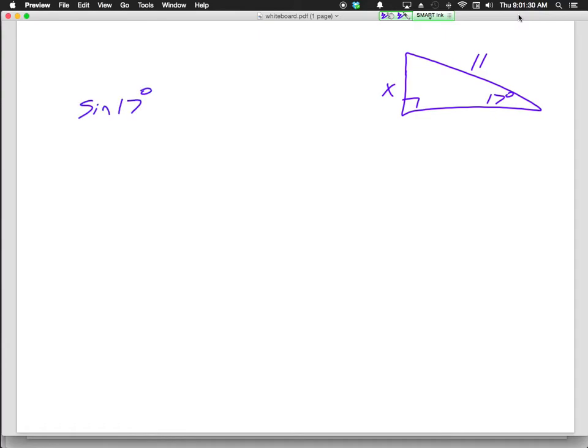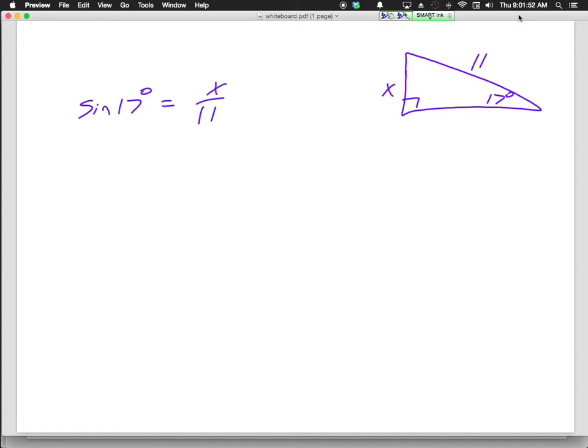Because what does sine of 17 represent? What did we say a trig function represents? This right here represents a ratio, so we need to set that equal to another ratio. So what is the sine ratio of my triangle? X over 11.